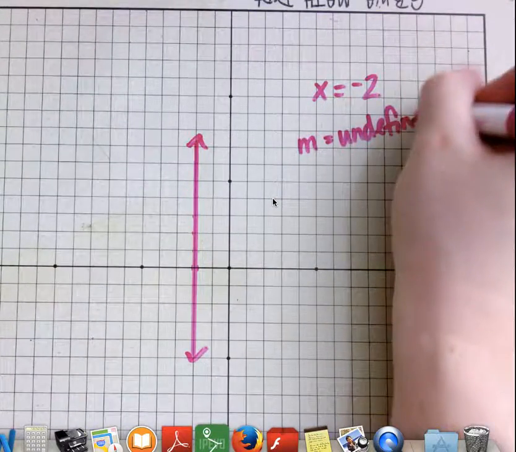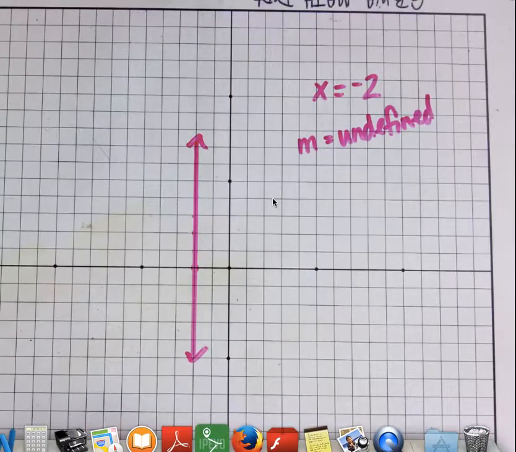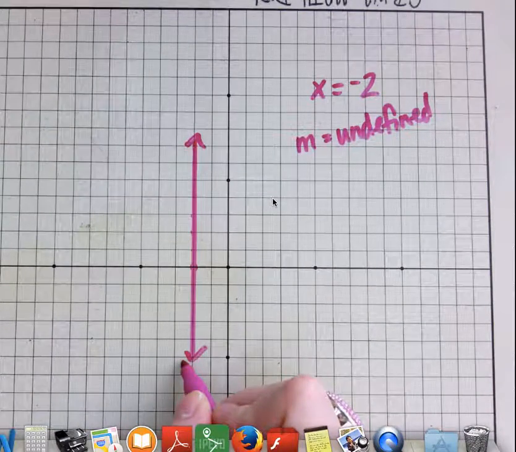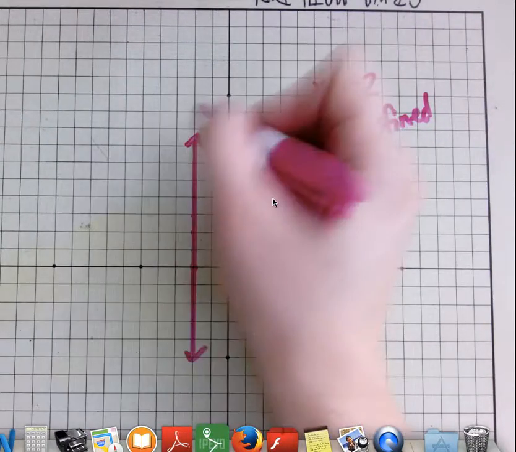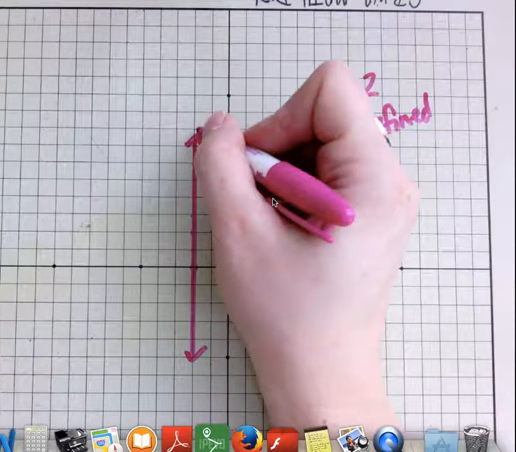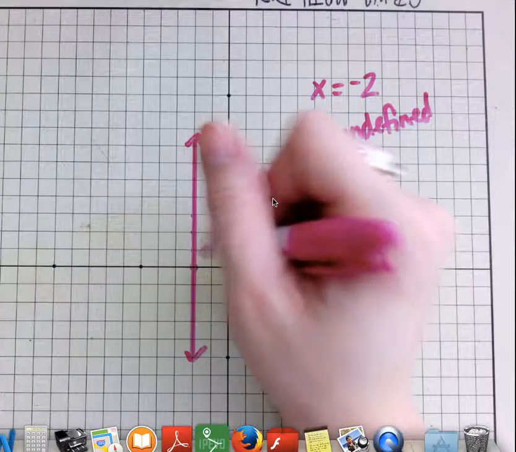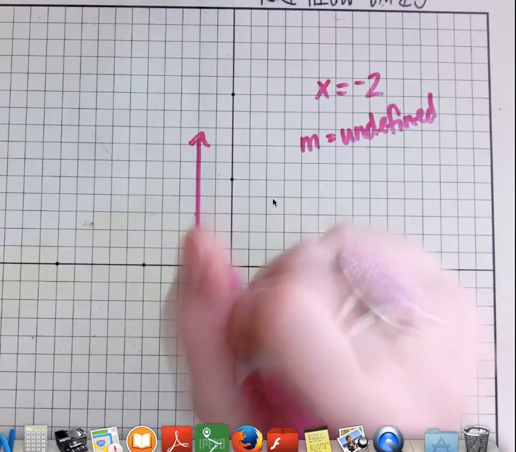And why I say that is, if we talk about walking uphill or walking downhill with a slope, if you were going to go from left to right here, there's nowhere to go. You would have to jump straight up, or you would have to just cliff dive and go down. So there's no safe way to travel. It's an undefined slope.